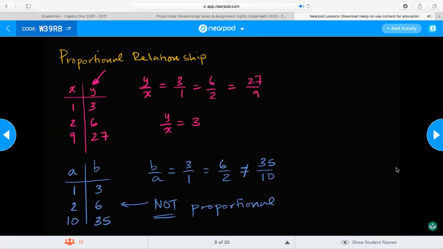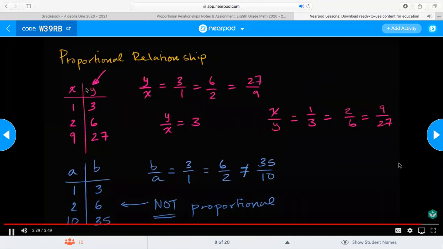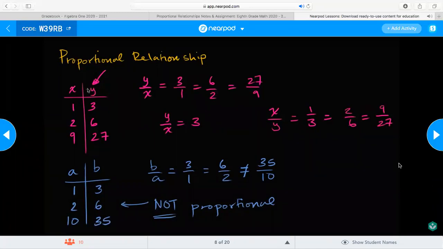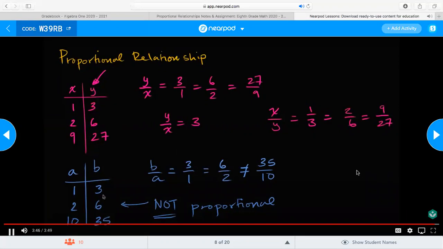And you could have actually gone the other way. You could have said, well, what's the ratio of x to y? Over here it would be 1 to 3, which is the same thing as 2 to 6, which is the same thing as 9 to 27. When you take the ratio of x to y instead of y to x, you see that it's always 1/3. But any way you look at it, the ratio between these two variables, if you say y to x, is always going to be 3, or x to y is always going to be 1/3. So this is proportional while this one is not.